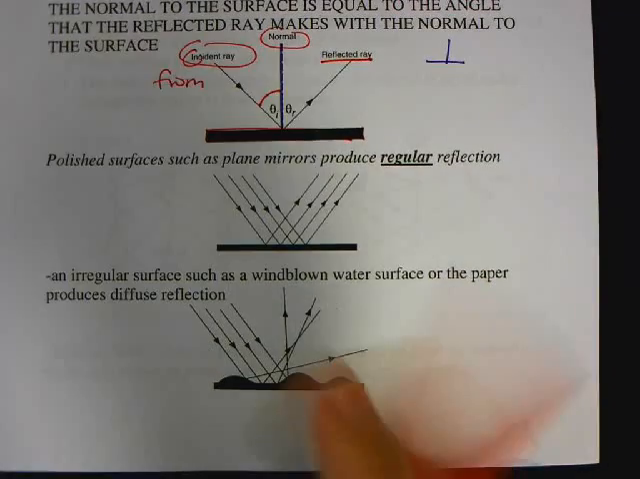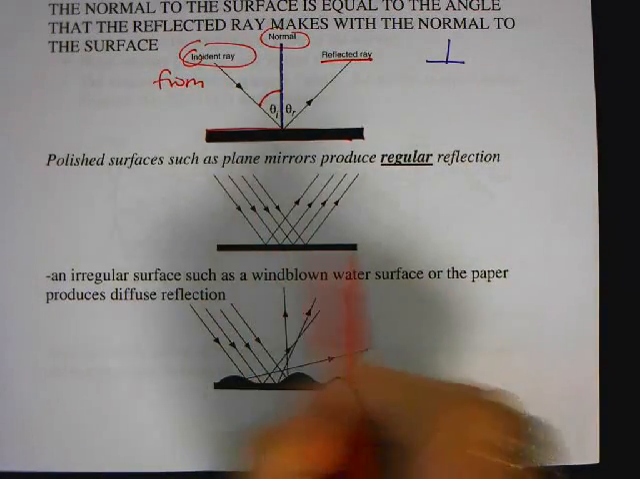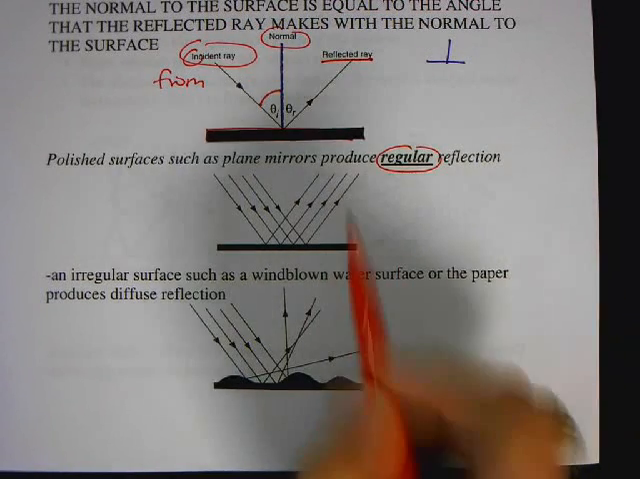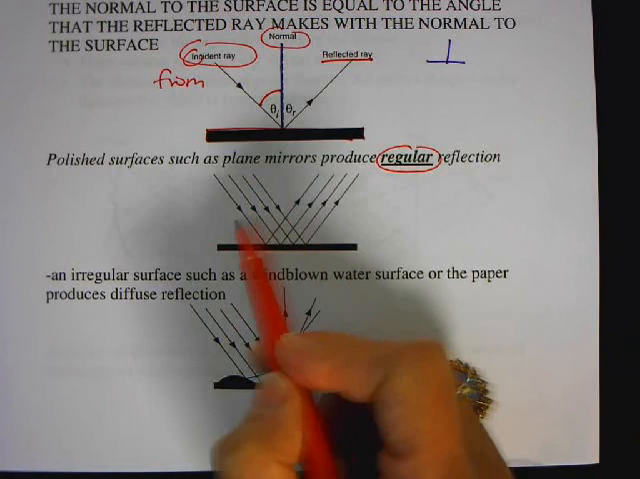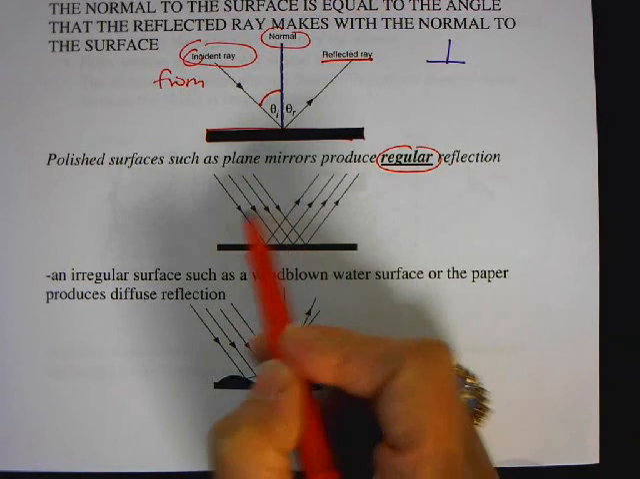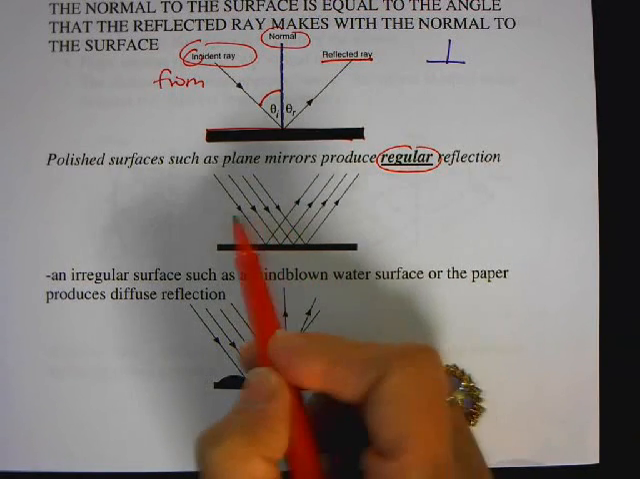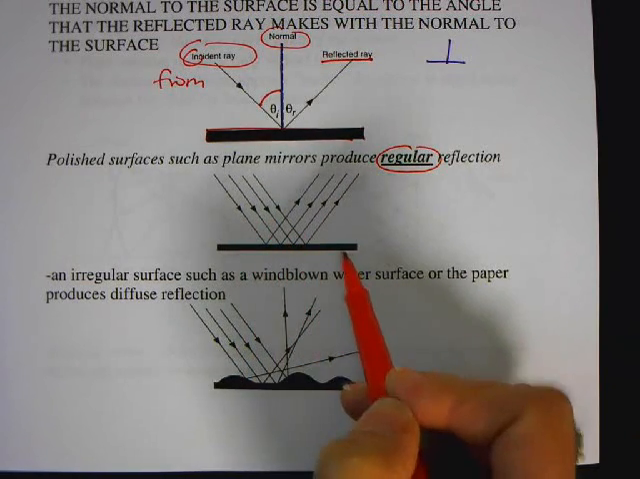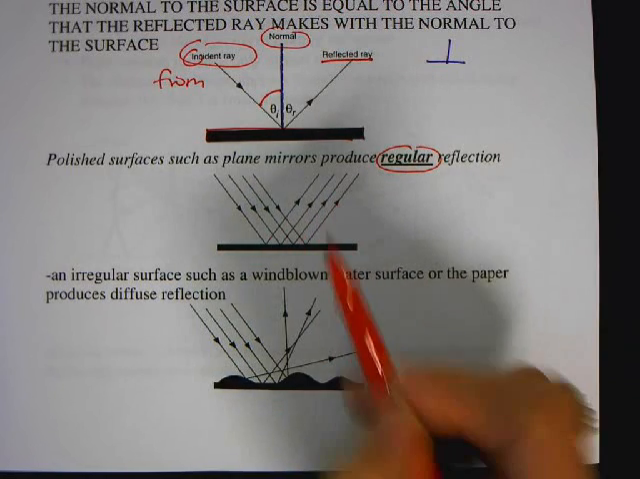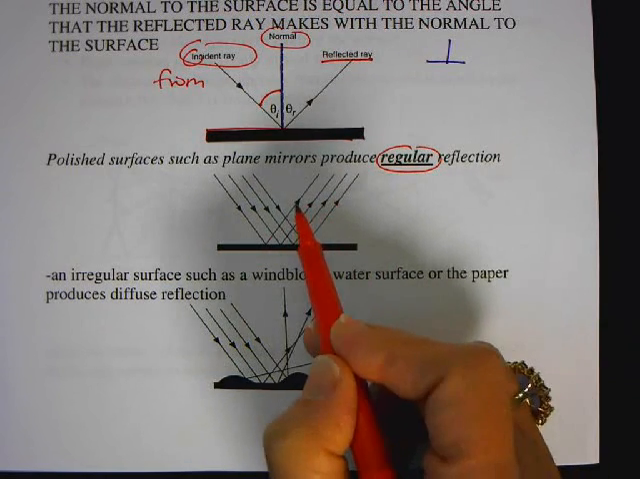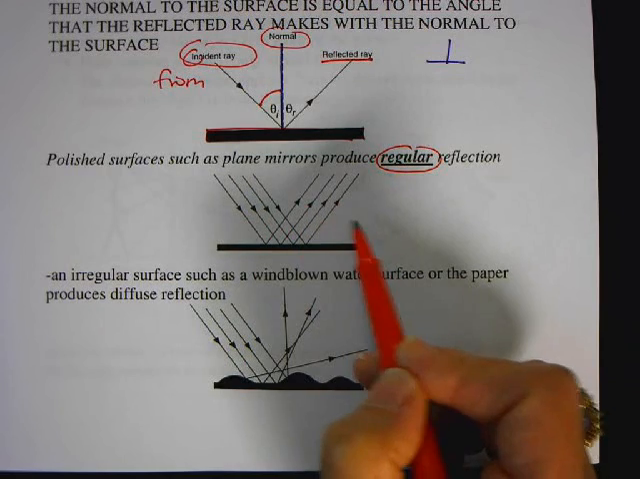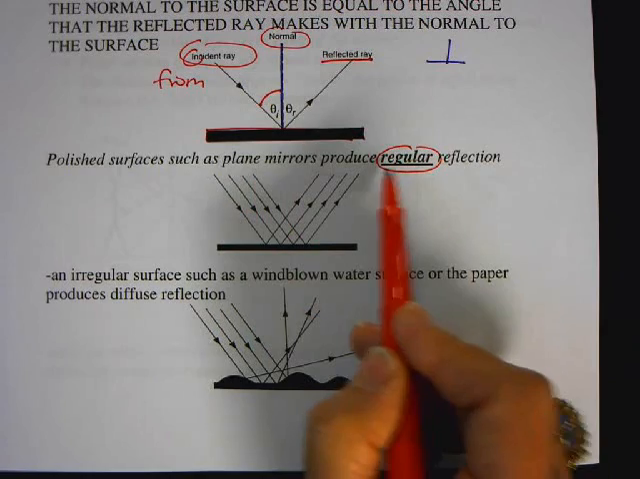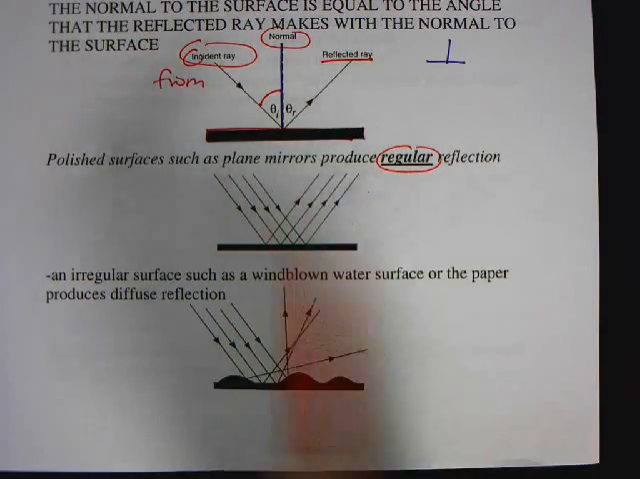Okay, so if I have a flat, polished surface that's really smooth, this is called regular reflection. And it's called regular reflection because if you look at all these incident rays of light, see how they're all equidistant? They're the same distance between them, and they're all parallel. So when they hit this nice, flat, smooth surface, they bounce off exactly the same. They're all parallel and equidistant from one another. So when we have a flat, plane mirror, we have something called regular reflection.